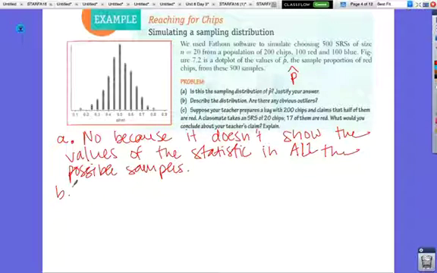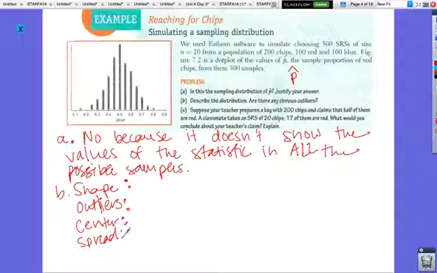B, describe the distribution. Are there any obvious outliers? So remember, to describe the distribution, you're going to talk about the shape, the outliers, the center, and the spread. Remember that when we were talking about looking at the distribution and the general things that we see about it, we called this SOCS: shape, outliers, center, and spread. So let's start with shape.